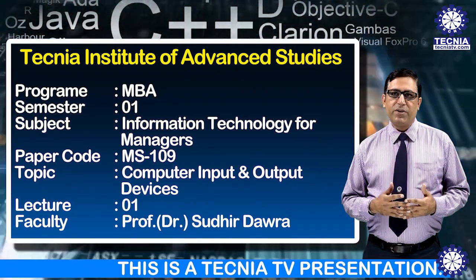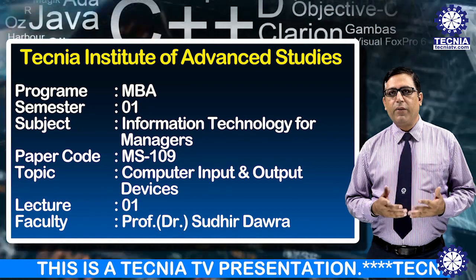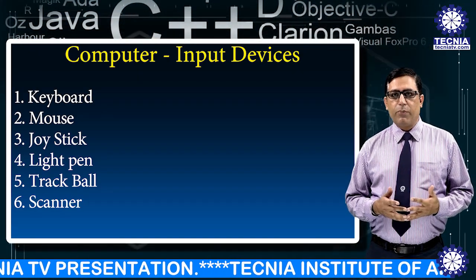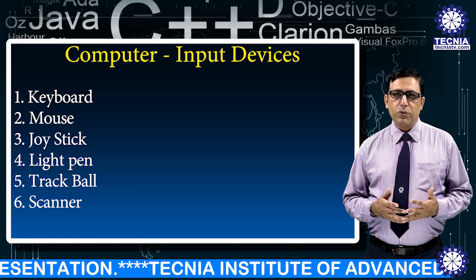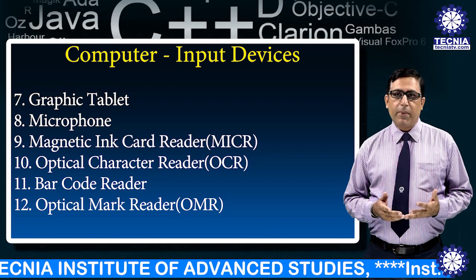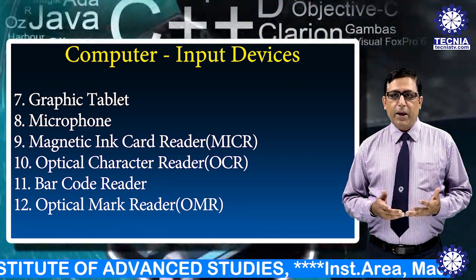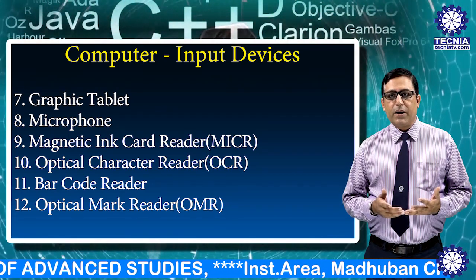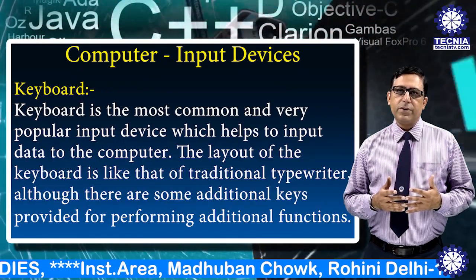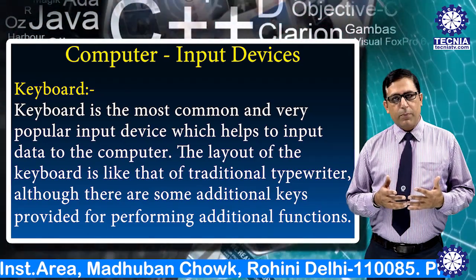Today I am going to present a lecture on computer input devices. Some of the important input devices which are used in a computer are keyboard, mouse, joystick, light pen, trackball, scanner, graphic tablet, microphone, magnetic ink card reader, optical character reader, barcode reader, optical mark reader. Now we are discussing all the input devices one by one.